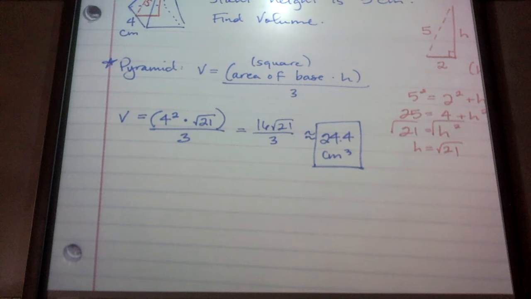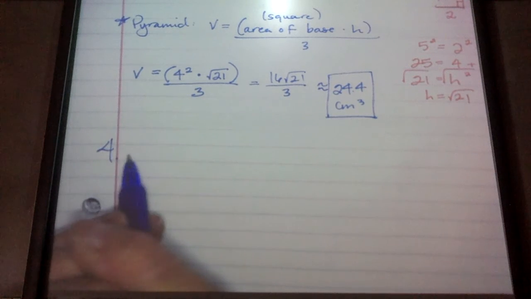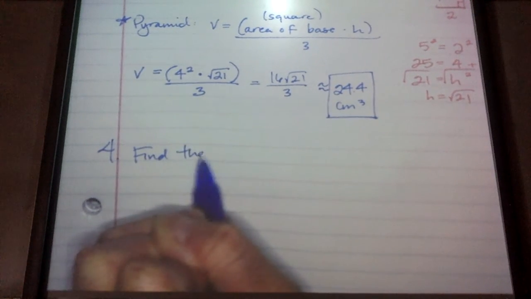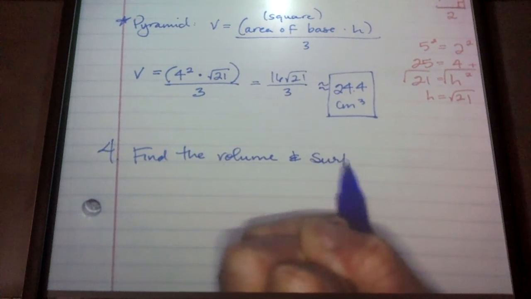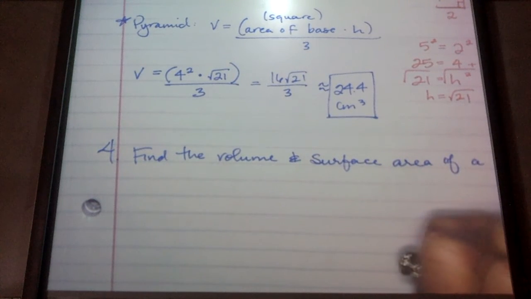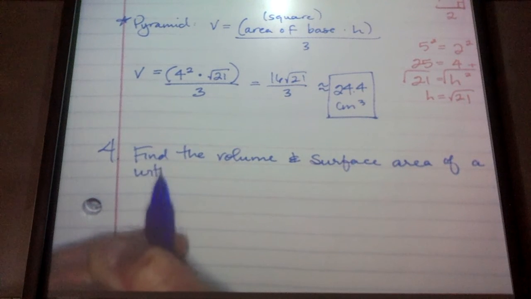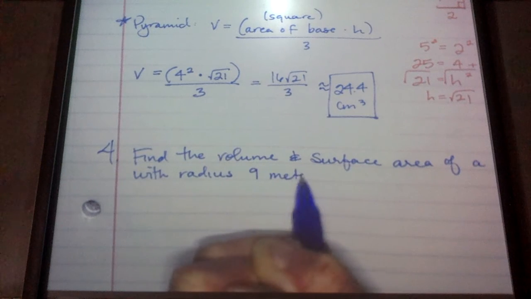That pretty much covers what is offered in this section. The only other thing I can think that they might ask for you to do is having to do with a sphere. So find the volume and surface area of a sphere with a radius of 9 meters.